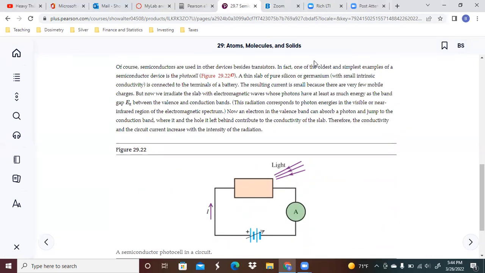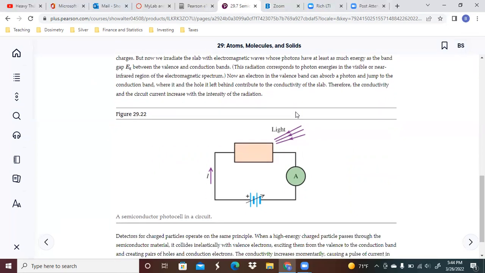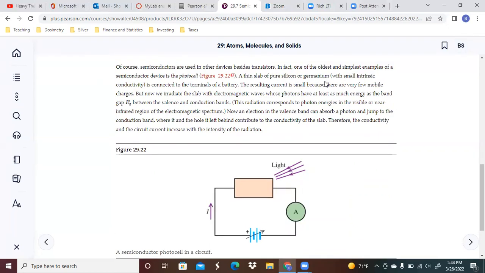Semiconductors are used in other devices. In fact, one of the oldest and simplest examples of a semiconductor device is a photocell. A thin slab of pure silicon or germanium is connected to the terminals of a battery. The resulting current is small because there are very few mobile charges, but now we irradiate the slab with electromagnetic waves whose photons have at least as much energy as the band gap between the valence and the conduction bands. This radiation corresponds to photon energies in the visible or near infrared region of the electromagnetic spectrum.